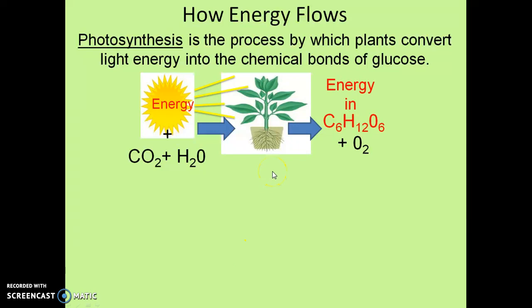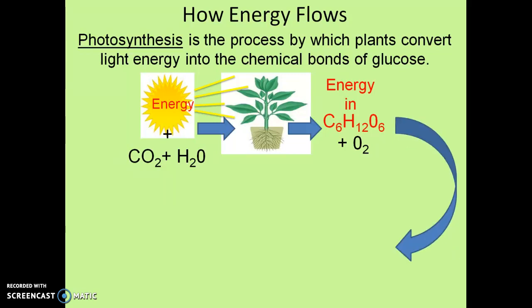Our little picture here shows us the energy is coming from the sun. Here's our plant taking in that sun. The plants are also going to take in carbon dioxide from the atmosphere and take in water from the ground, or you watering it. In turn, it's going to create energy in the form of glucose, C6H12O6, and it's also going to give off oxygen. We know that plants provide us with oxygen, and that oxygen you breathe in. So make sure you thank a plant today.